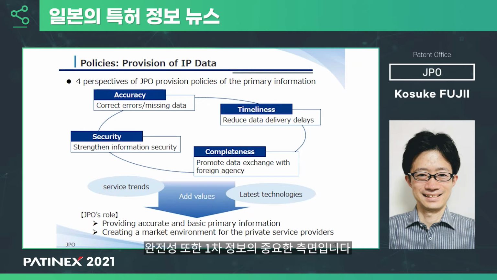Completeness is also an important aspect of the primary information. The JPO promotes data exchange with the foreign IP offices in order to provide foreign information. Finally, the data security must be guaranteed, especially for undisclosed information.